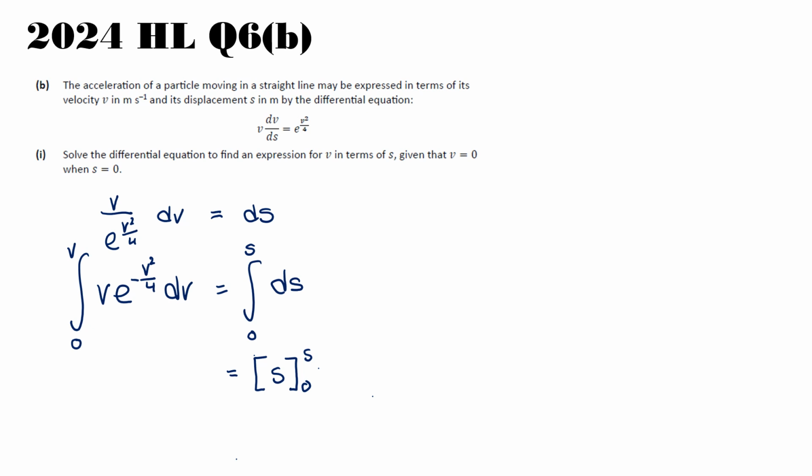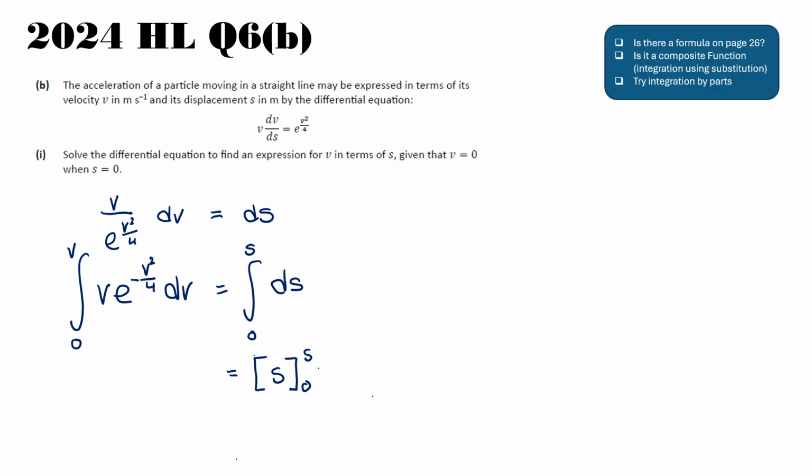So go to our checklist. Is there a formula on page 26? There's nothing on page 26 that looks like this. Is it a composite function? And in this case, yeah, it is a composite function. So we are talking about integration using substitution. Now, you might say, could I use integration by parts? It is possible. Well, it can be done. Do you have the time or the math skills to do it? That is a different question.